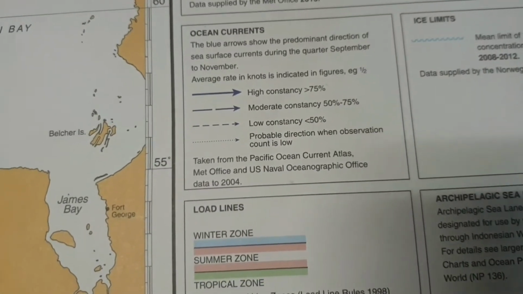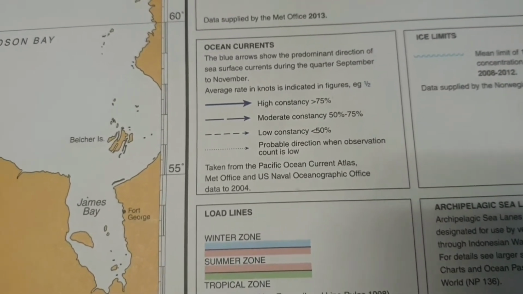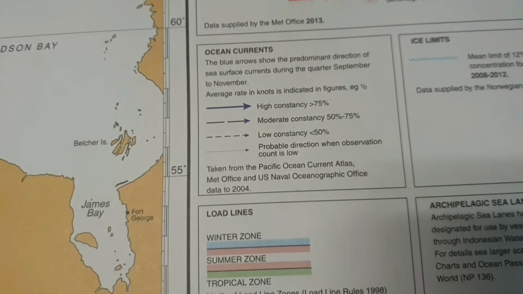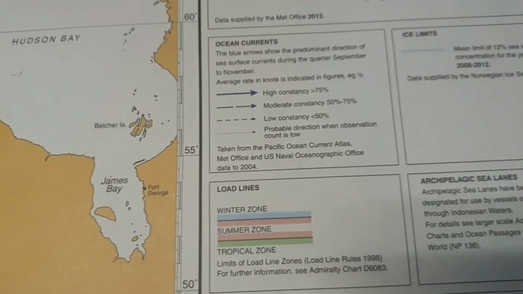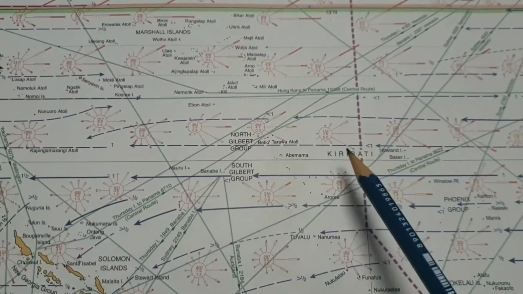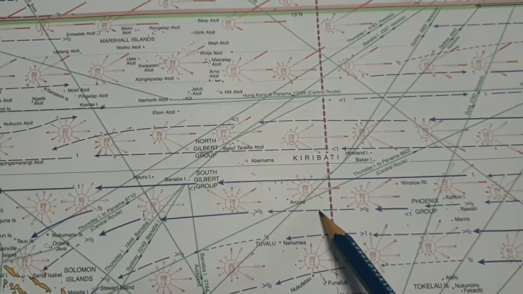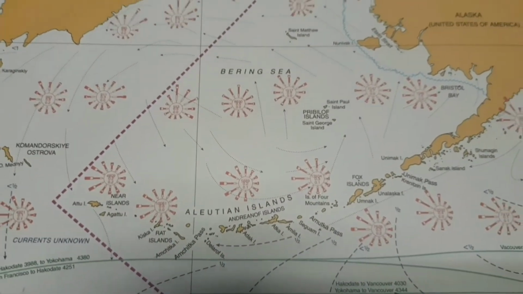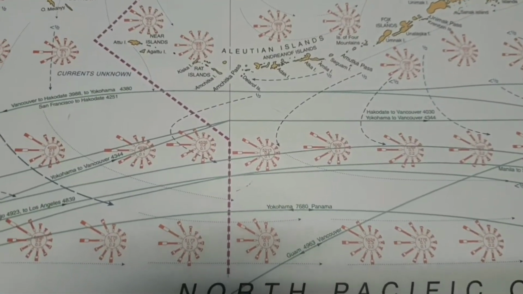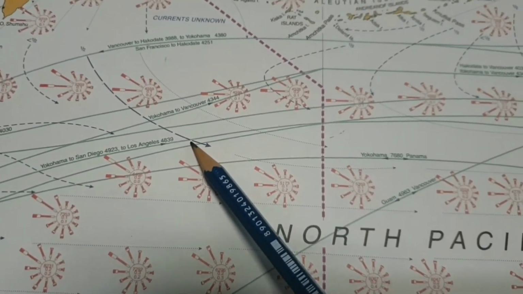Here the dark line indicates high consistency ocean currents, the dotted line is moderate, and further dotted lines are low consistency, and the spotted line is the probable direction where the observation is low. As you can see, this is a high consistency ocean current available in this region. This is moderate consistency. This is the probable direction of the currents, you can see here. So yeah, this is the low consistency, this is the low consistency, and this is the moderate consistency currents.